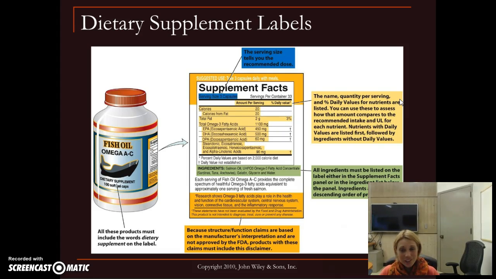So I have a link on your Moodle to Bigger, Faster, Stronger. I suggest you all take a look there to see a little bit more about supplements, what they do, and how they can be harmful for your health.